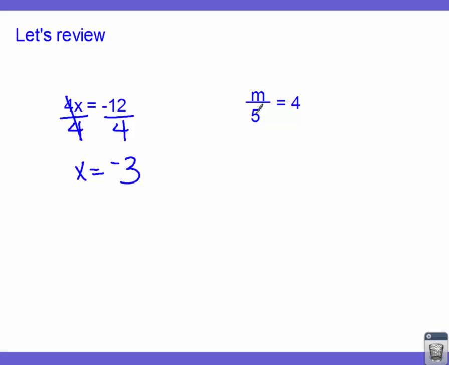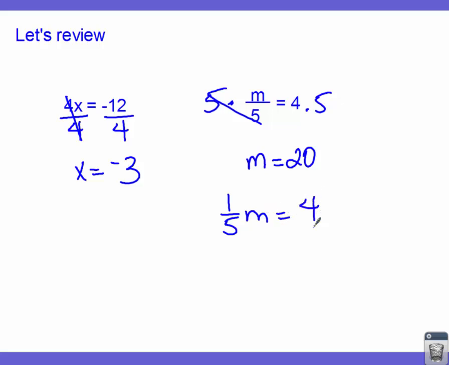Same thing if we have a divide by 5. If we have a divide by 5, then we know that we do a multiply by 5 in order to get rid of that. So we multiply this side by 5 as well, and these 5's divide out, and we end up with m is equal to, well, 4 times 5 is 20. Another way of looking at this question is still just 1/5 m. m over 5 and 1/5 m are the same exact thing.